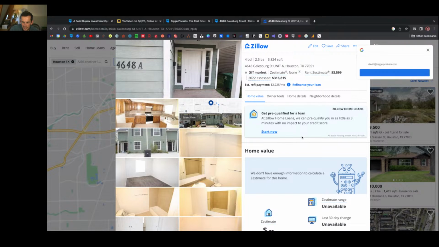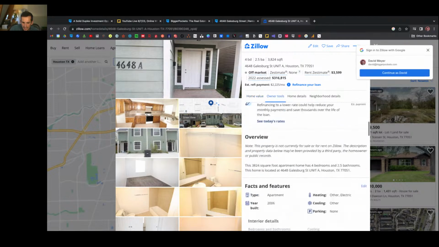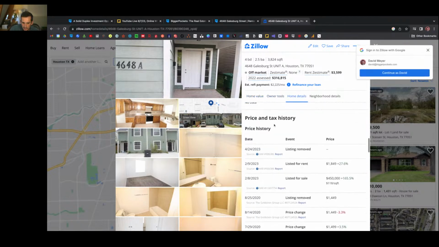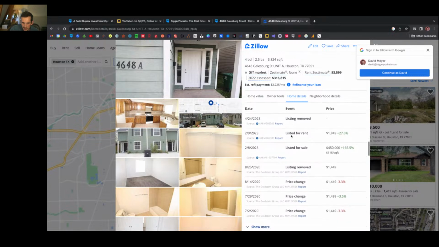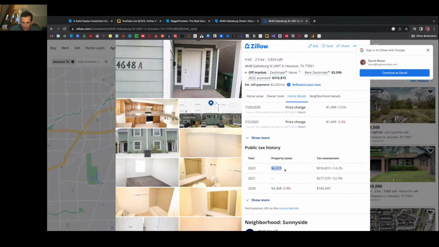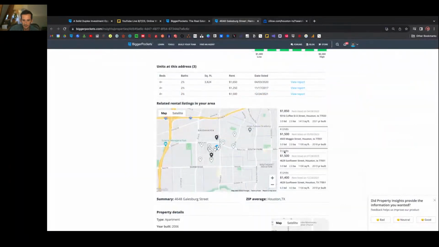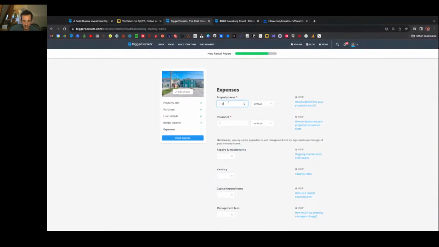All right, let me just see. Zillow sometimes has it. Price and tax history. Tax. Here we go. 6518. All right, so now we're moving along. So we go back here, we put in 6518, and then we go to insurance.